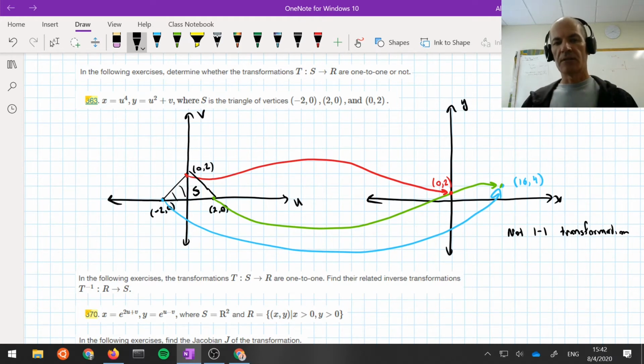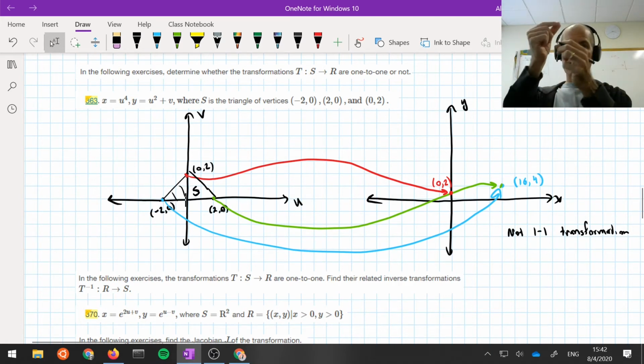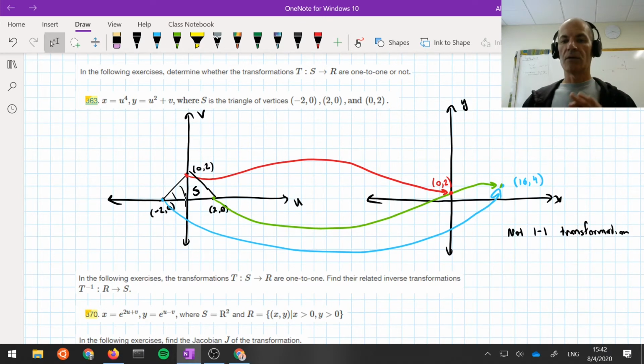We're not asked to do that in this particular exercise, but if you want to practice doing that boundary analysis that I demonstrated earlier, you can do that and you can figure out what this set looks like over here in the codomain. We did answer the question, determine whether the transformation is one-to-one. This is not a one-to-one transformation because these 2 points in the domain go to the same point in the range.